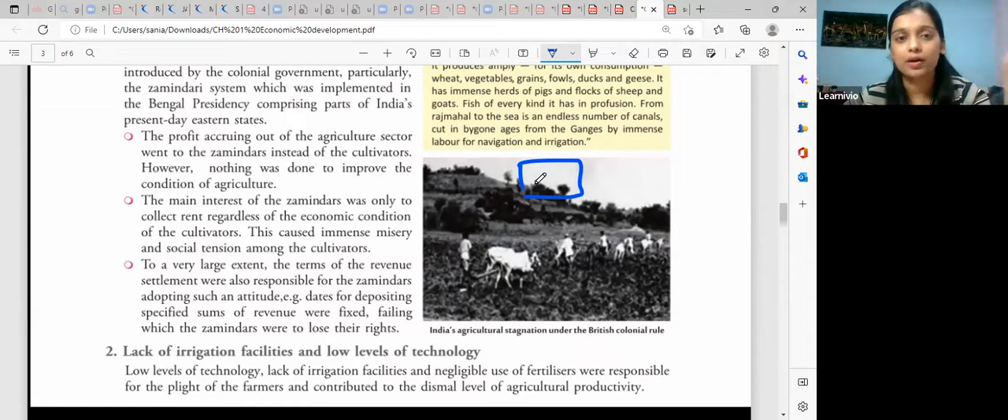Okay, zamindar. You know, zameen is land, and zamindar is basically someone to whom you have to pay everything. I am the zamindar. So what happened? For example, this is a farmer. He is producing crops over here. Okay, and after that he sold them.